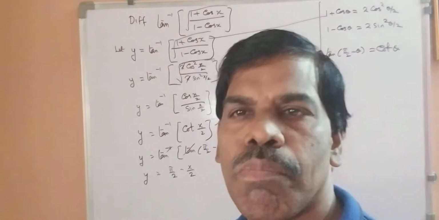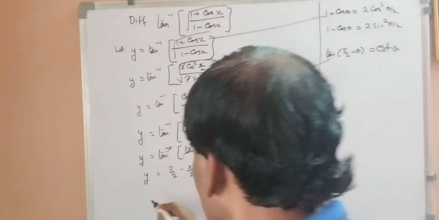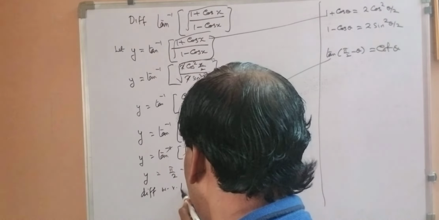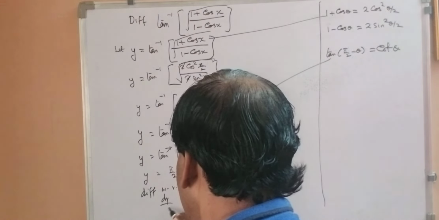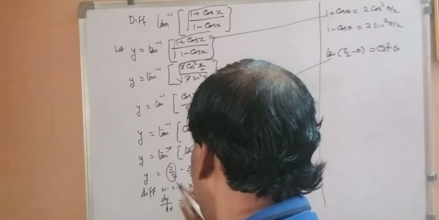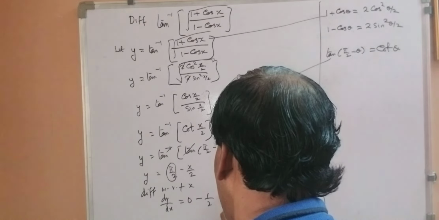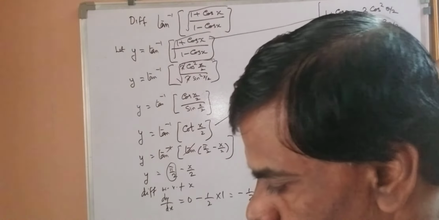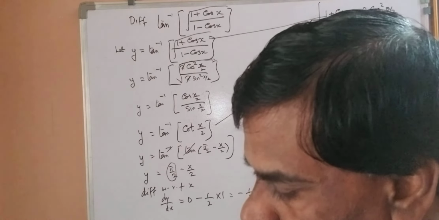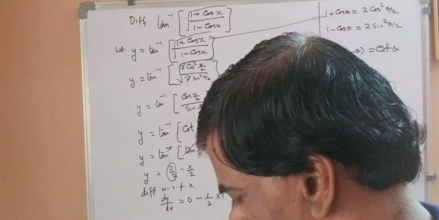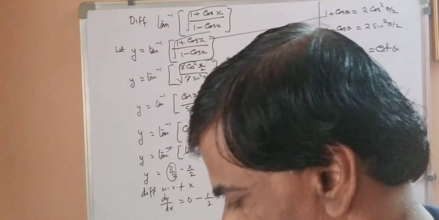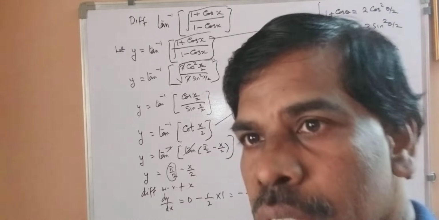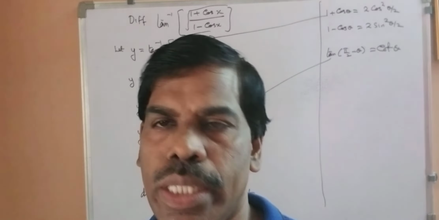See, here we are simplifying only. Okay. So now differentiating with respect to x, dy by dx equal to derivative of constant is 0, minus 1 by 2 into 1, which is equal to minus 1 by 2. This is how we have to do simplifications. Now that's all. The rest of the things we will see in the next lecture.